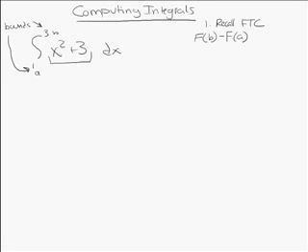Now, logically, the next step would be to find the antiderivative. And hopefully you remember from previous lessons how to find the antiderivative. This example here isn't really too tough. So we know that the antiderivative of x squared plus 3 is x to the third over 3 plus 3x.